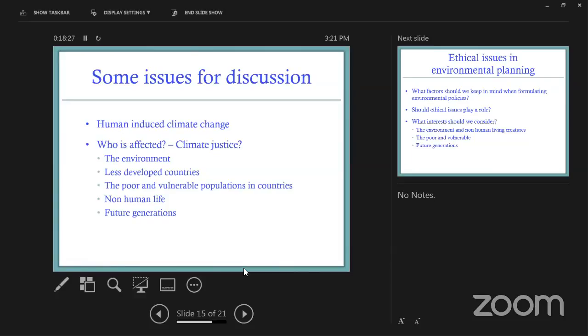So who is affected? The natural environment is seriously affected. Non-human living creatures are affected. Less developed countries like ours will be more affected than the richer countries who are actually contributing more to climate change. In addition to that, even within our countries, the poor and vulnerable populations will be more affected than those who are richer and economically more powerful. Non-human life is being affected, and future generations are also being affected. So how we deal with climate change will also be influenced by our ethics and values.